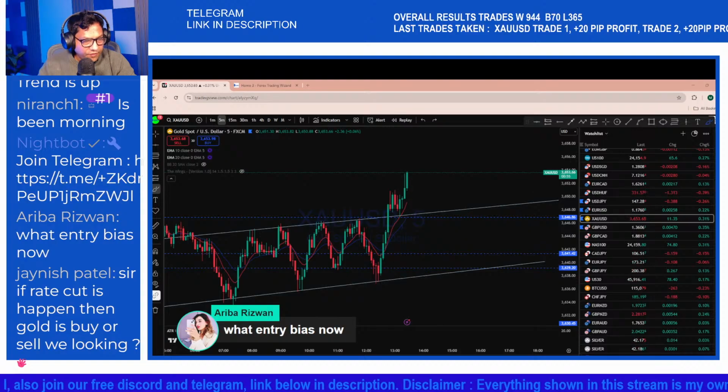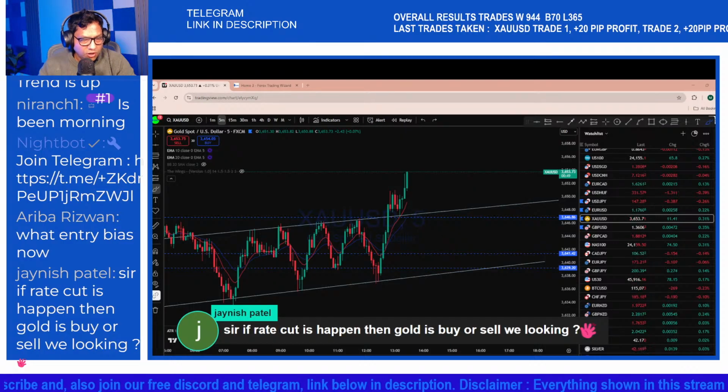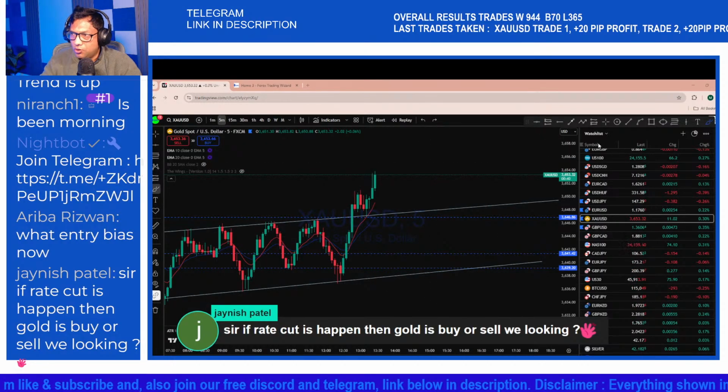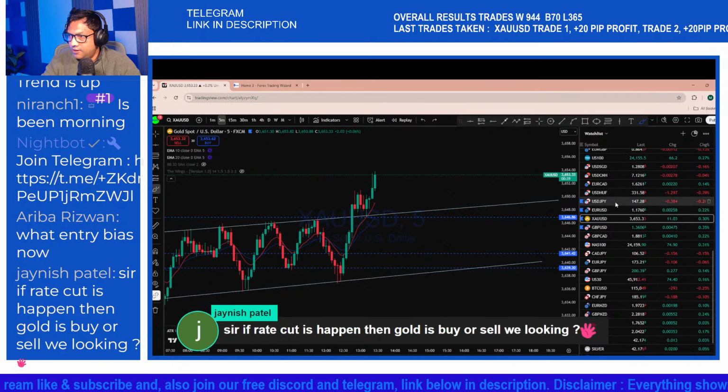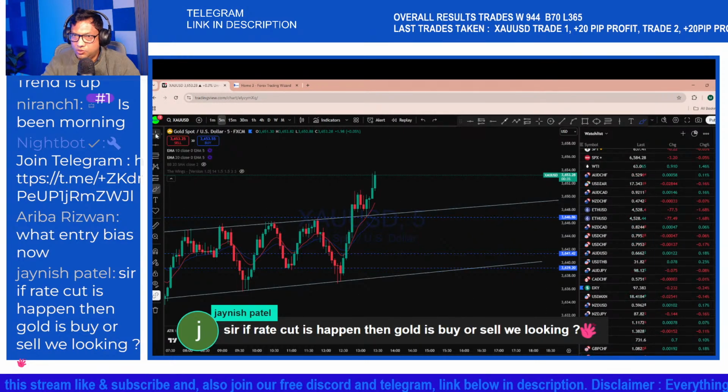So if a rate cut happens, then is gold a buy or sell, we are looking. Now what do you see on gold and DXY from the technical point of view? You can relate it with the fundamental as well.